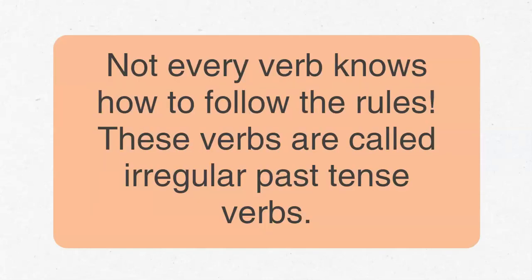Not every verb knows how to follow the rules. These verbs are called irregular past tense verbs. Regular means normal or usual or rule following, but we're talking about irregular past tense verbs. The prefix ir means not, so what we're talking about is not rule-following past tense verbs. So when we're talking about these verbs, they are not rule-following, so they won't end in that typical suffix of ed.